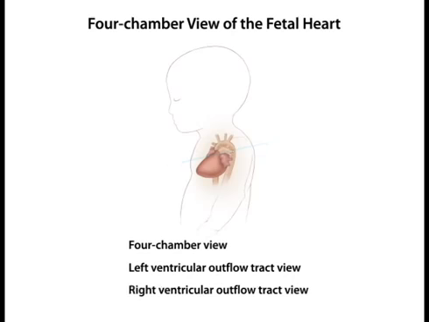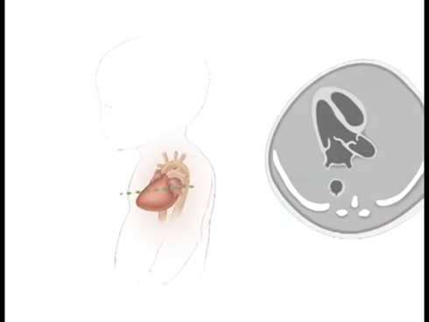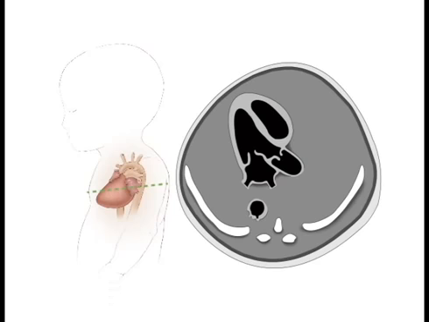The left ventricular outflow tract view is described here. This drawing shows a fetal chest and heart. The left ventricular outflow tract view is an axial or transverse image through the fetal thorax above the diaphragm.